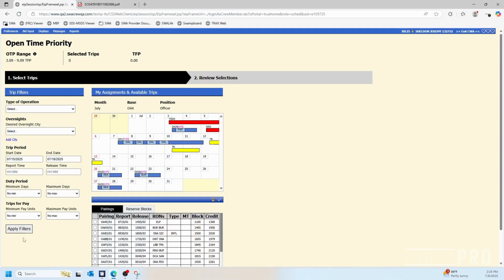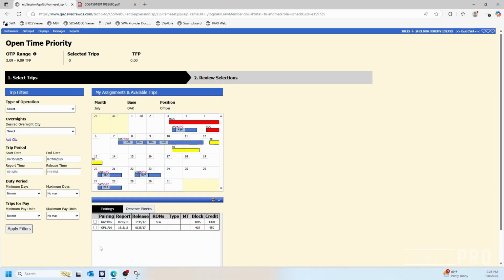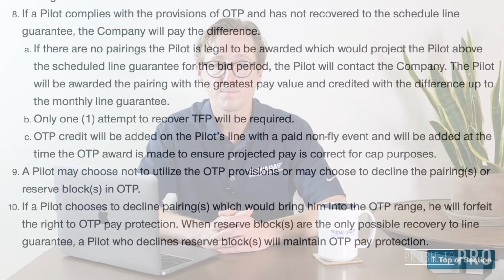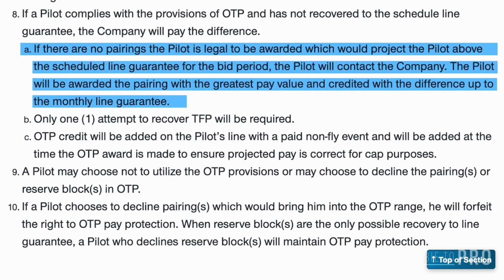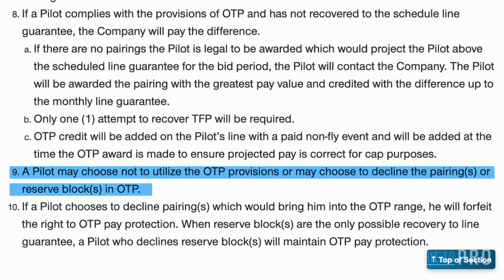The closing will change to the 22nd when the training bid is implemented in 2026. So now that you have your range, all that's left to do is select one or two pairings or reserve blocks whose total credit falls within that range. If this is not possible based on the available inventory, call crew scheduling. According to contract section 9 Mic 8 through 10, scheduling will award you the pairing or pairings that get you closest to the bottom of the range, and then use a line guarantee green bar to get you back to minimum guarantee. You may, but are not obligated, to pick up pairings that exceed the top of the range. You are also not obligated to pick up reserve blocks.